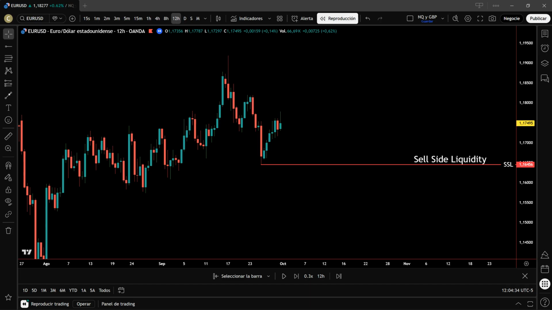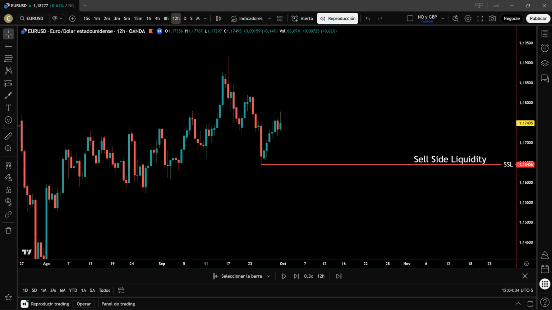Just as we identify targets at the top, it's equally crucial to look below. In this scenario, we encounter sell-side liquidity or SSL, located at 1.16456. This level marks previous lows where buyers' stop losses are clustered. For the market, these points represent liquidity pockets that act as a magnet for the price. It's vital to understand that institutional trading is based on this pendulum motion, moving from buy-side liquidity to sell-side liquidity.